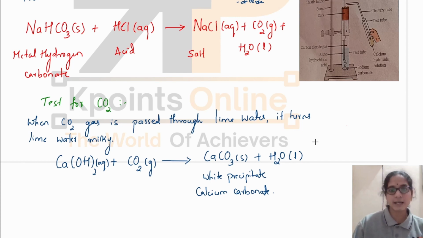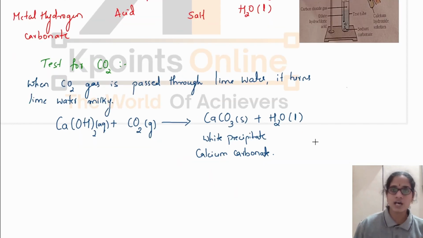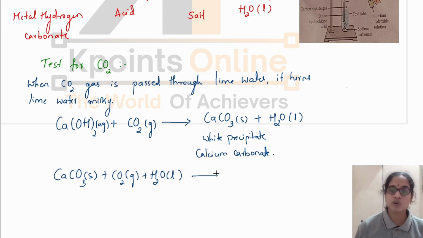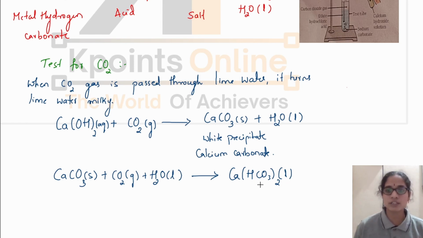One more thing that happens here is, when a large amount, meaning excess, of carbon dioxide gas is passed through the lime water, what happens? It will react with calcium carbonate to form calcium hydrogen carbonate. Okay. When excess of carbon dioxide gas is passed through it, there is a formation of calcium hydrogen carbonate, which is completely soluble in water.